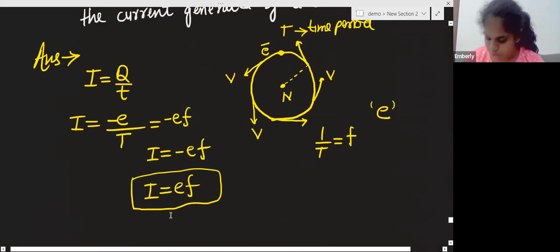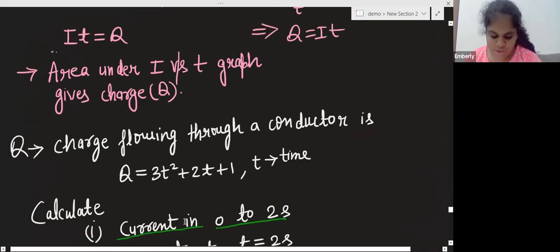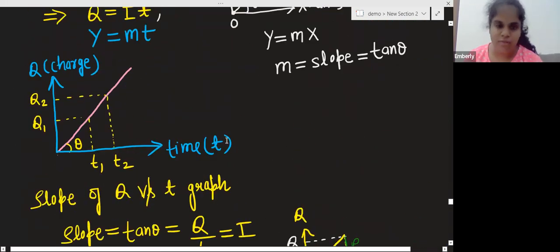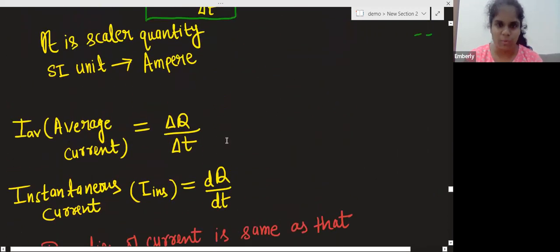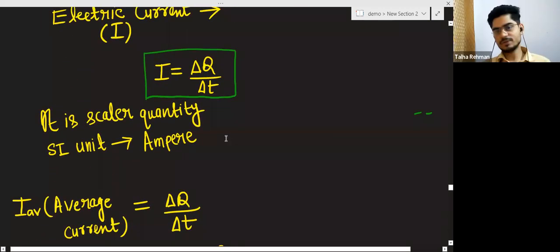Sir, I have one doubt. You said in case of an electron, when the electron is moving, the direction of the current will be opposite, right? Yeah, of course. So, sir, why is it in the opposite direction?